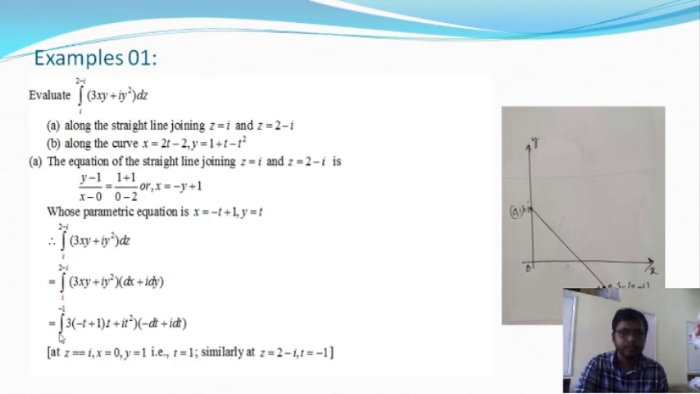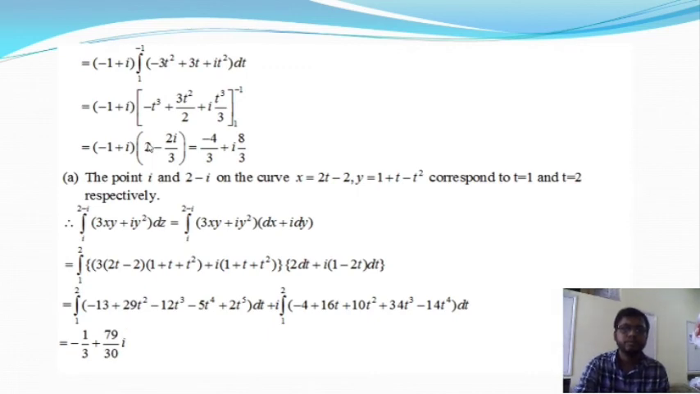So the lower limit is plus 1, and similarly at the point z is equal to 2 minus i, we'll get t is equal to minus 1. So this is the limiting value, plus 1 and minus 1. So after simplifying this integration, we will get the value of this integration, and after that if we put the lower limit and upper limit of the integration, we will get minus 4 by 3 plus i into 8 by 3.